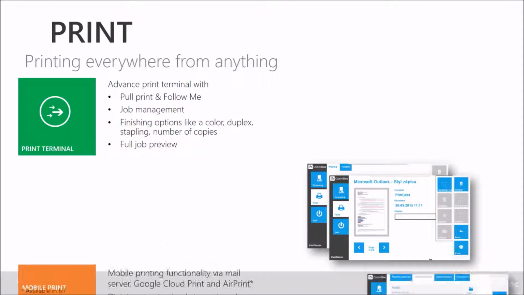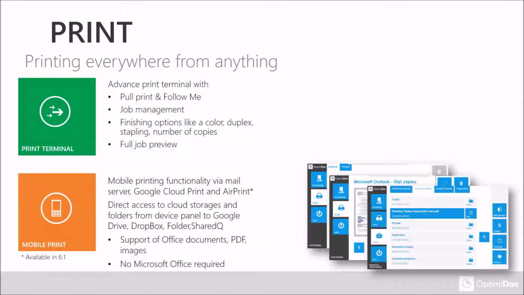As the next functionality is the mobile print. Through the mobile print, you can print from your mobiles or tablets through the three basic technologies. First of all, you can print through the mail server that you have predefined some email address on which the users can send the documents which they want to print. Second option is the Google Cloud Print, and the last one is the AirPrint technology.